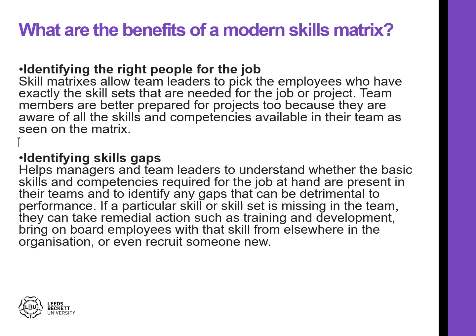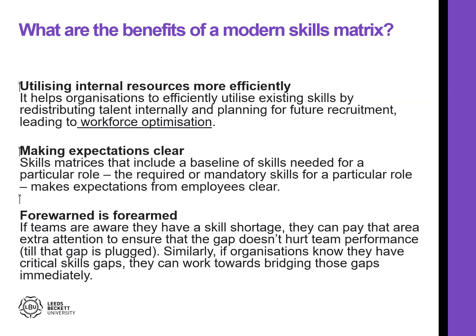So you can pick the right person and identify skills gaps. If you realize a job's coming up and you need a particular skill set, and you look at your team, you realize you haven't got that skill set. So if you're moving from one production to a different type of production, and you've got nobody in your team who's ever used that equipment, it's visually quite easy to see, and you can plan for that. It allows us to utilize internal resources more efficiently. It helps organizations to efficiently utilize existing skills by redistributing talent across departments and workforce.